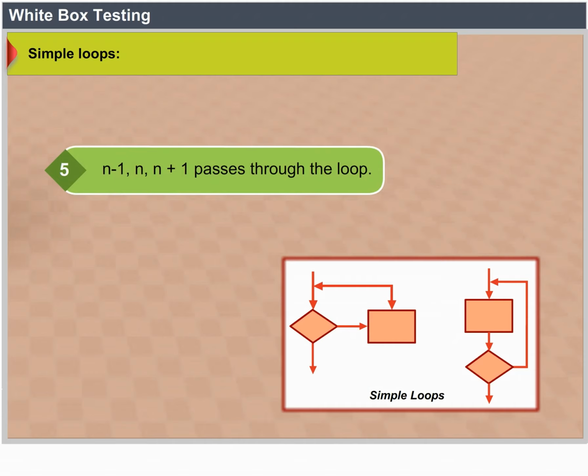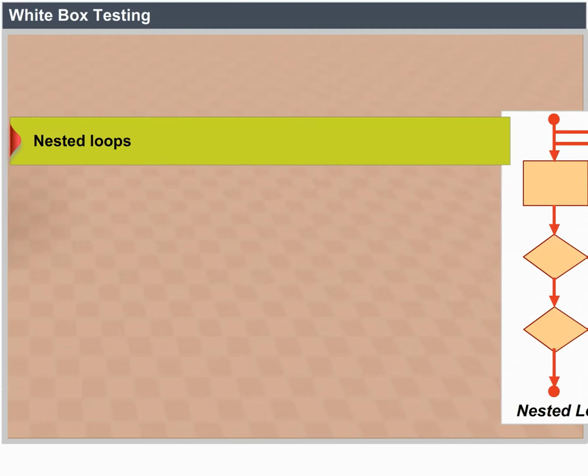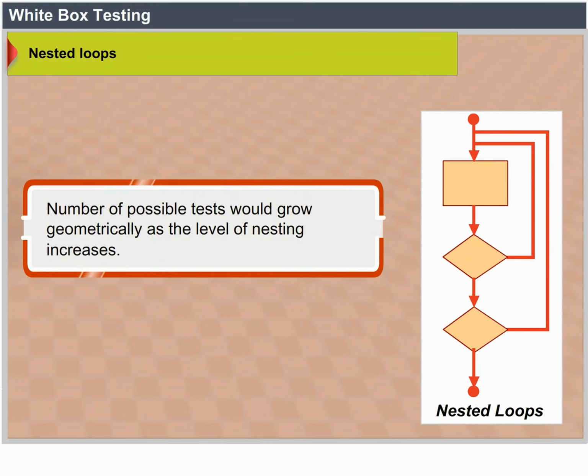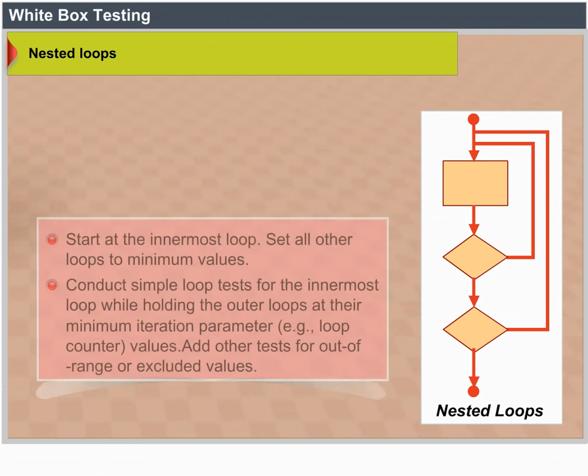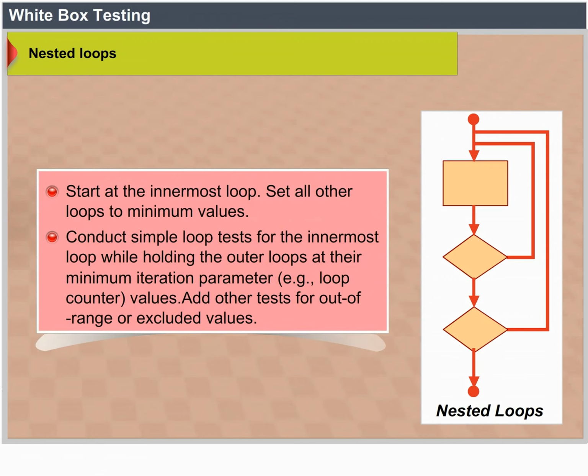Nested loops. The number of possible tests would grow geometrically as the level of nesting increases. This would result in an impractical number of tests. The following approach helps to reduce the number of tests. Start at the innermost loop. Set all other loops to minimum values. Conduct simple loop tests for the innermost loop while holding the outer loops at their minimum iteration parameter, loop counter values. Add other tests for out-of-range or excluded values.